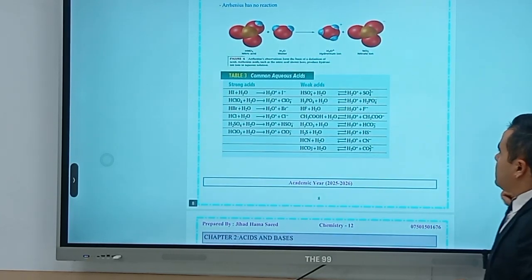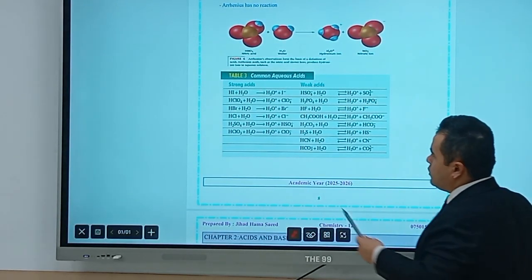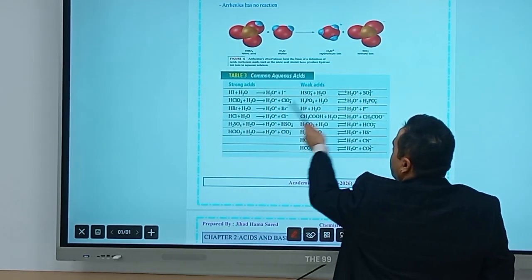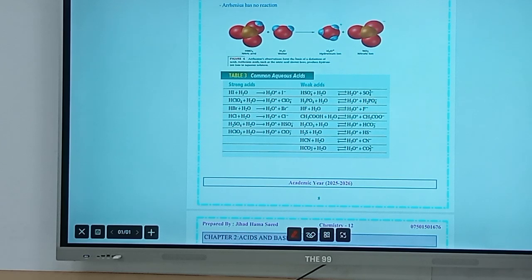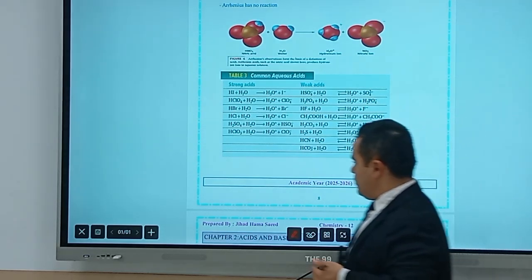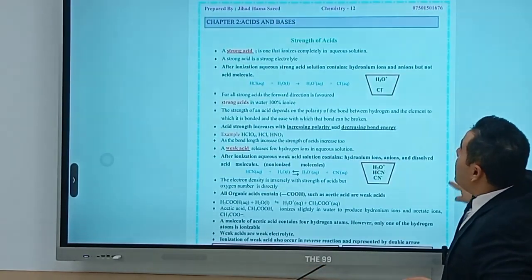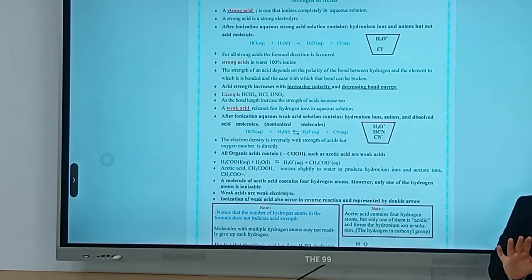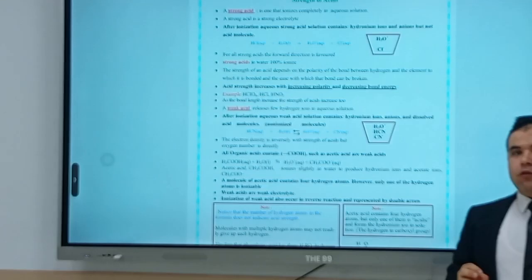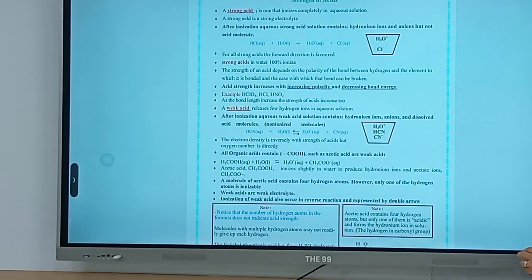Here we have some common aqueous acids, guys. Those are the acids we talked about, strong acids and weak acids. We talked about classifying acids by strength and acid nomenclature. Let us talk about acid strength. The acid strength depends on several factors, and we will be talking about their strength in detail.